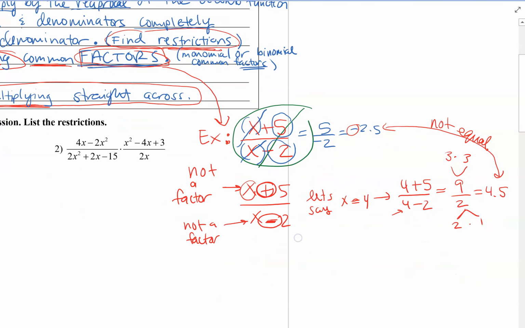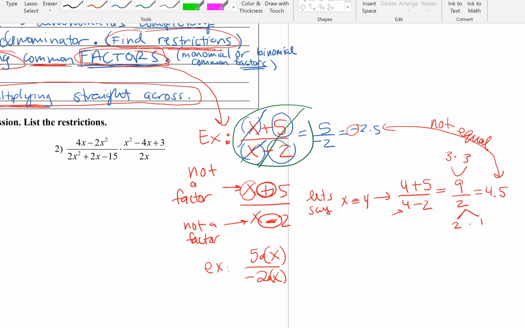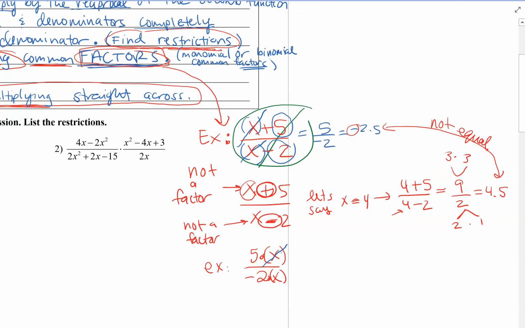Let me show you what you could do. Instead of having x plus 5, let's say it was 5 times x, 5x. Instead of having x minus 2, let's say it was negative 2 times x. The fact that these things are connected with multiplication implies that they are factors. 5x has 2 factors, 5 and x. Negative 2x has 2 factors, negative 2 and x. That's when it's okay to say this is a common factor. It was connected to the 5 with multiplication, not addition. And this x was connected to the negative 2 again with multiplication.